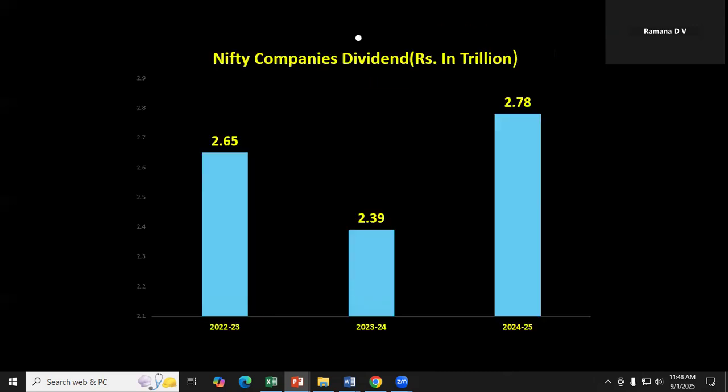Nifty 50 companies, in the last few years, we can see that a significant amount of dividend has been declared. In the last year, 2025 itself, 2.7 trillion, okay, 2.7 lakh crore dividend has been declared by the Nifty companies. So dividend is a very important way of distributing profits, of course, and also transferring money to the parent company.